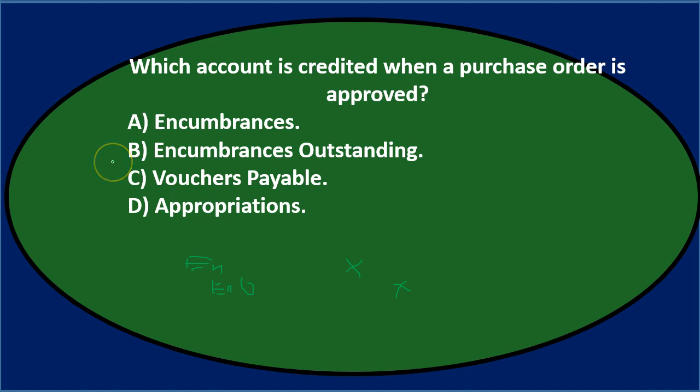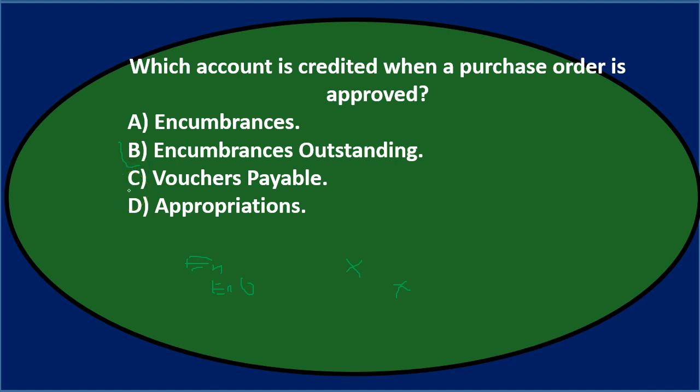So if we go through the answers, we have encumbrances. The encumbrances are going to be debited, not credited. So that's not the one. And the second one says B, encumbrances outstanding. That's the one that's going to be credited when the purchase order is in essence recorded. So B is going to be our final answer.